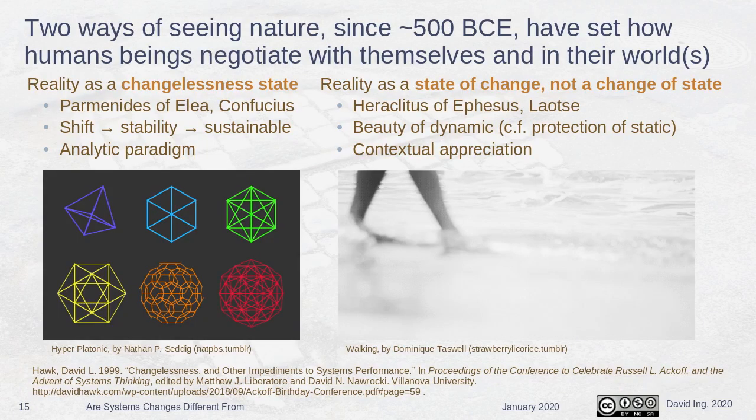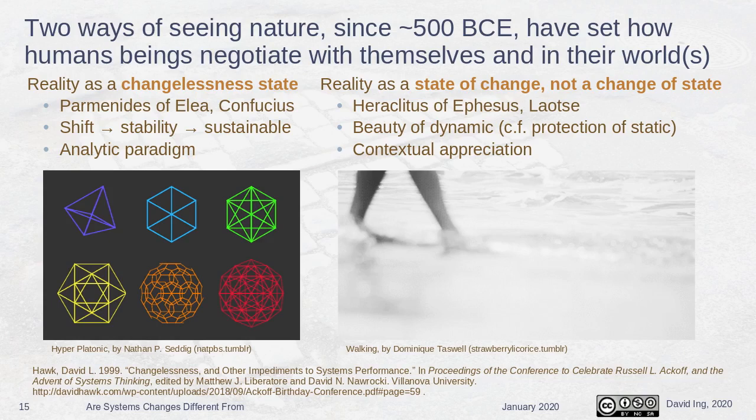So there's two ways of thinking about nature. And this goes all the way back to before the 5th century BC. It comes down to a question, when you think about systems and when you think about the world, how do you think about it? The first is, what is real? Reality can be seen as a changeless state. So the only thing that is real is that which does not change.